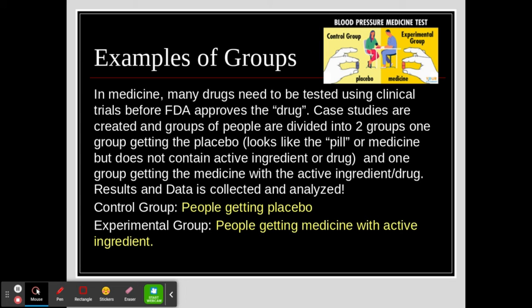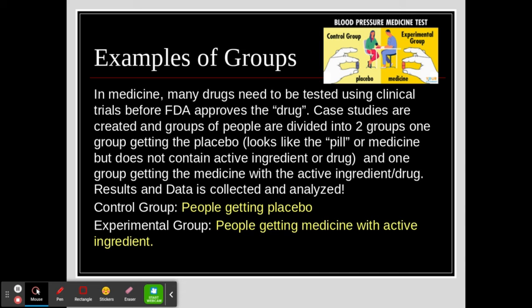Of course, these are two examples of the two groups, so you can clearly identify them in scenarios. It says, in medicine, many drugs need to be tested using clinical trials before the FDA approves the drug. Case studies are created, and groups of people are usually divided into two groups. One gets the placebo, which is like a pill or medicine but does not contain the active ingredient or the drug. And one group gets the medicine with the active ingredient or the drug. Results are recorded, and data is collected and then analyzed.